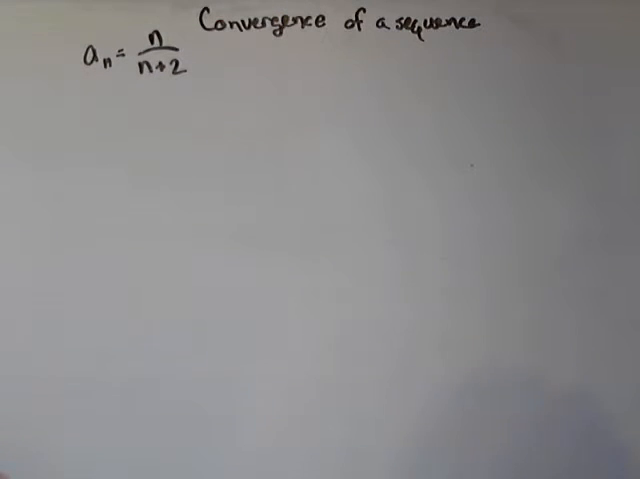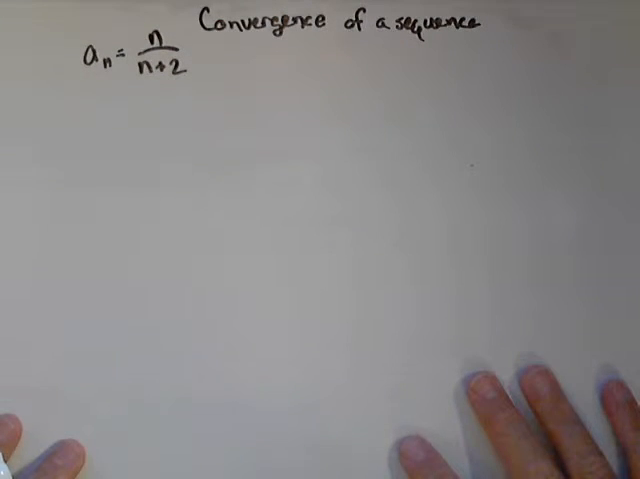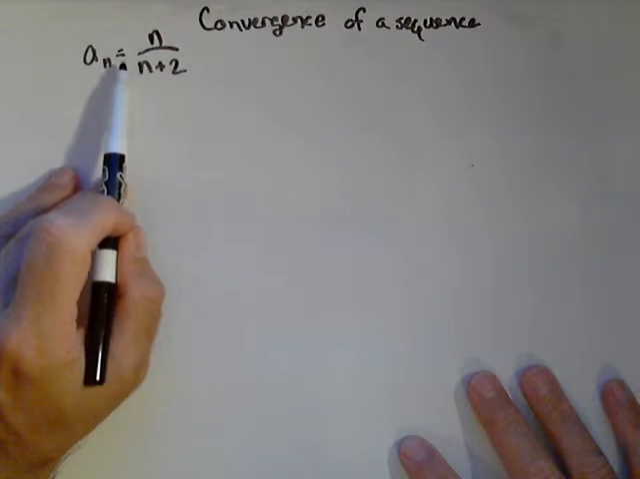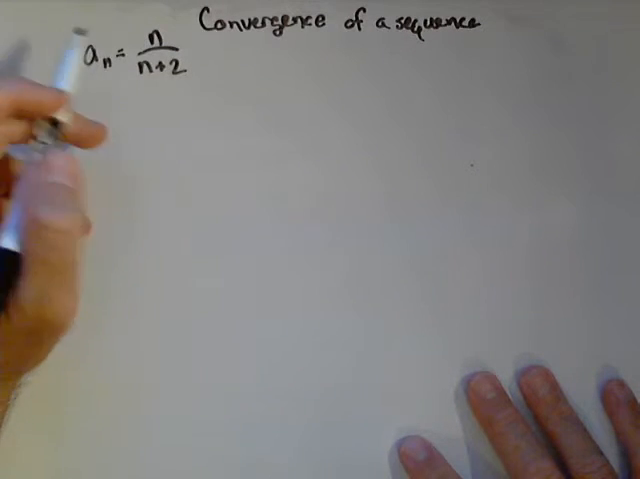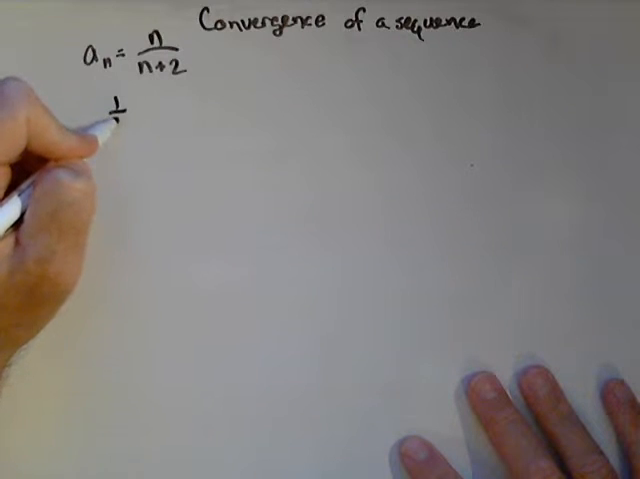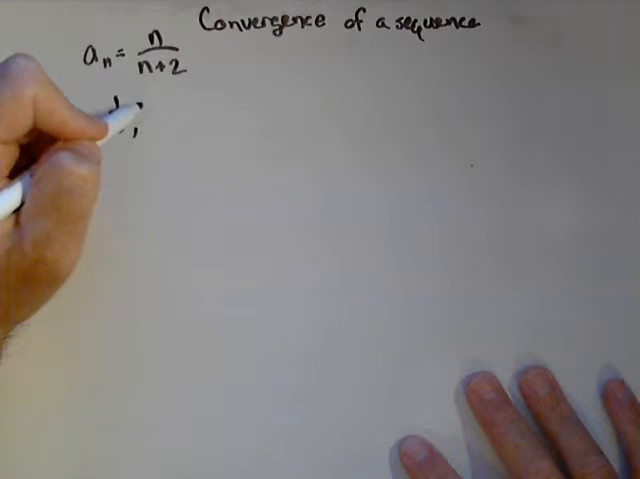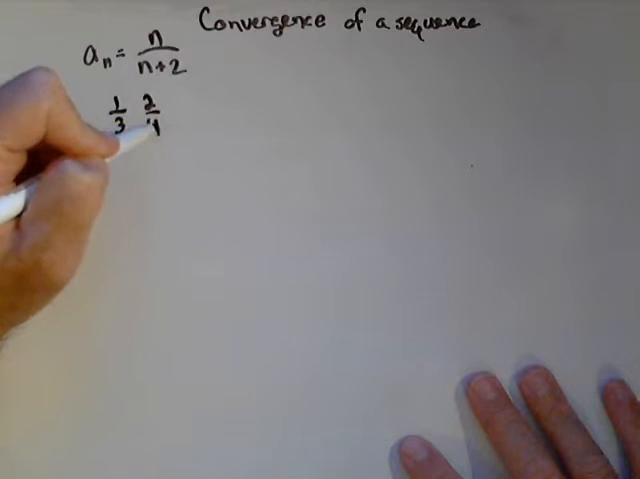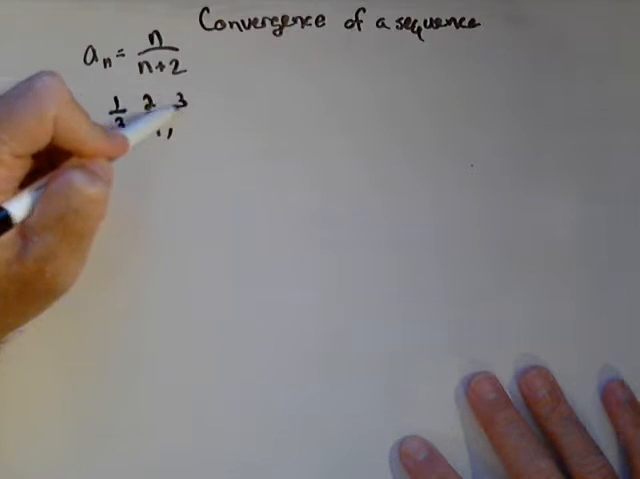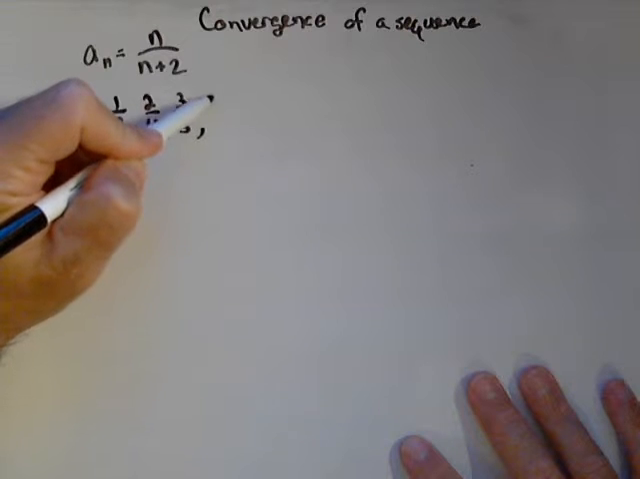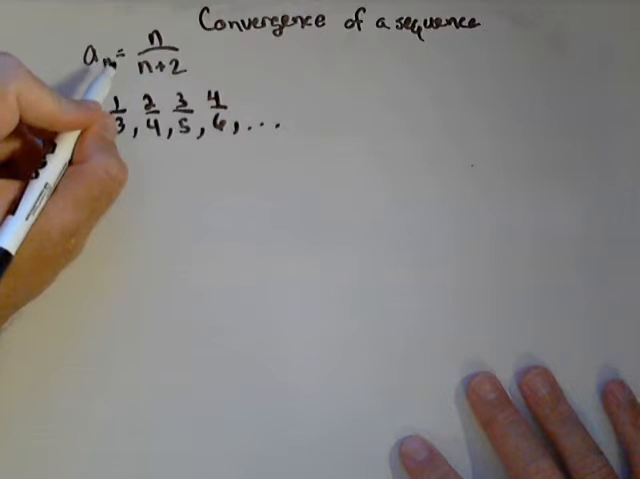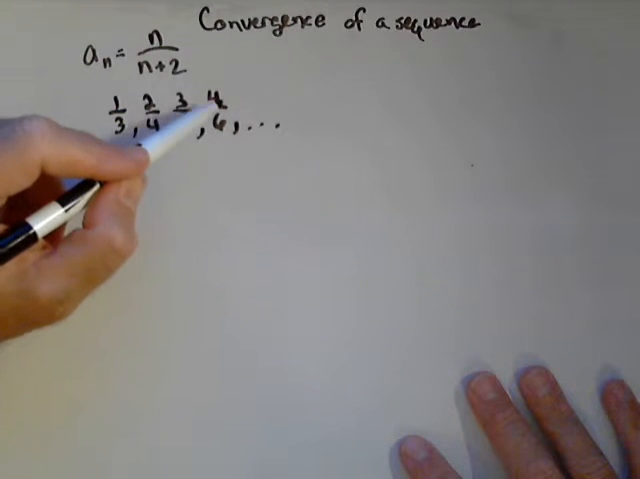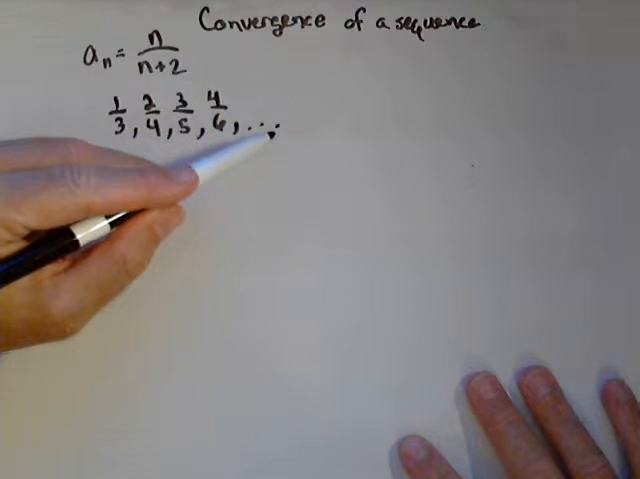In this video, we're going to talk about how to determine if we have a sequence that is converging or not. So our first one is a sub n equals n over n plus 2, which if we were to write out the terms, starting with 1, we would have 1/3, 2 over 4, 3 over 5, 4 over 6, so on and so forth. And the question is to determine whether or not these terms converge to some single number.